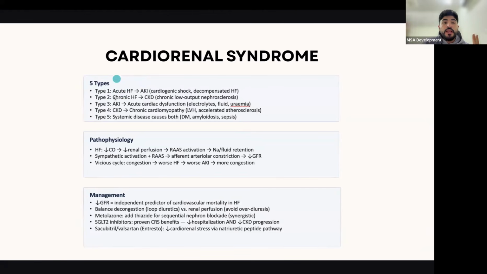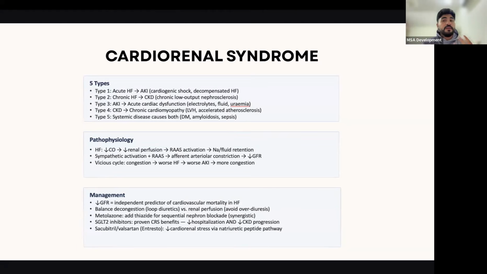Tamam? That's one thing. The second type is when you have chronic heart failure, which will lead to chronic kidney disease, due to the nephrosclerosis, the hyperfiltration going on. The third type is when you have AKI, and the kidney dysfunction causing the electrolyte imbalance and fluid buildup is going to lead to an acute cardiac dysfunction. So the first two are the heart failure leading to these renal manifestations. Type 3 is the kidney leading to these cardiac manifestations.